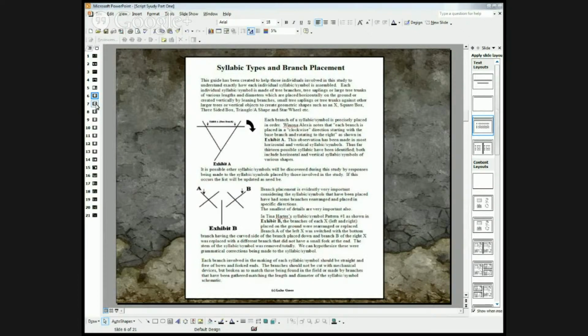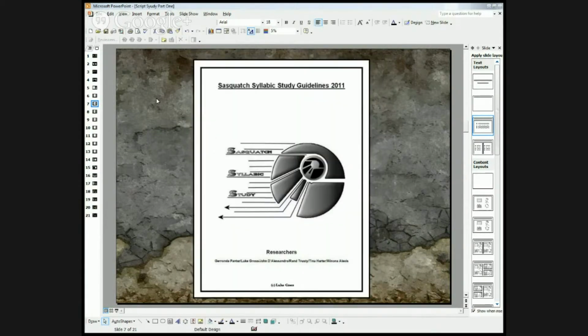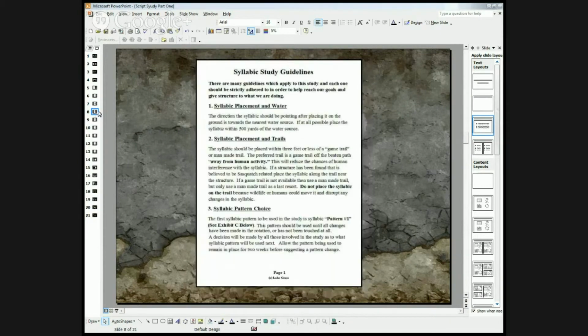But first we'd like to go ahead and get into the guidelines that we have set up. Here it says the guidelines were created in 2011, started in 2010, and then we have a list of researchers at the bottom. Let me go back over here for just a second. Okay, and what we did is we created guidelines to follow in order to keep things flowing and keep documentation coming in the way it should be.